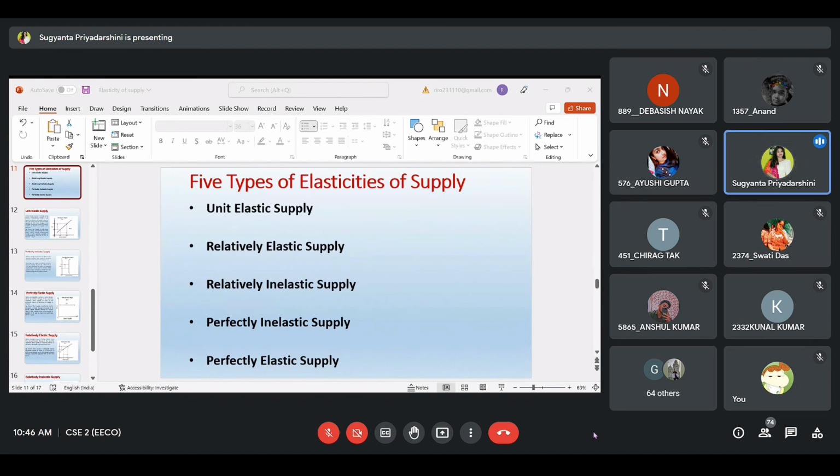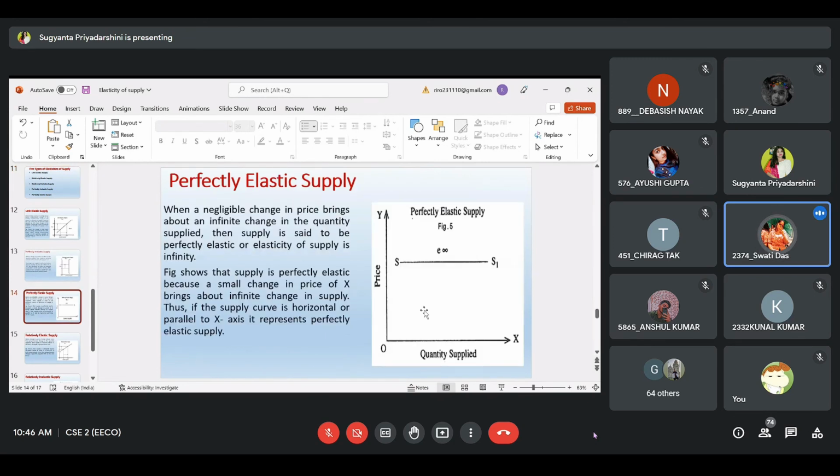किसी को डाउट है टाइप्स ऑफ इलास्टिसिटी ऑफ सप्लाई में से? Yes, ma'am. Ask me. Ma'am, perfectly elastic supply. यस, स्वाति उसमें क्या दिक्कत हुआ? मैम वो इन्फिनिटी कैसे हुआ? लाइक डिनोमिनेटर 0 हो जाएगा तो वो हो जाएगा, बट कैसे हुआ मेरे को समझ नहीं आया. E is infinity because what is your formula? Percentage change in quantity supplied by percentage change in price. Percentage change in price is 0 here, na? Your price is constant. So something by 0 will be infinity. Yes, ma'am. Okay.